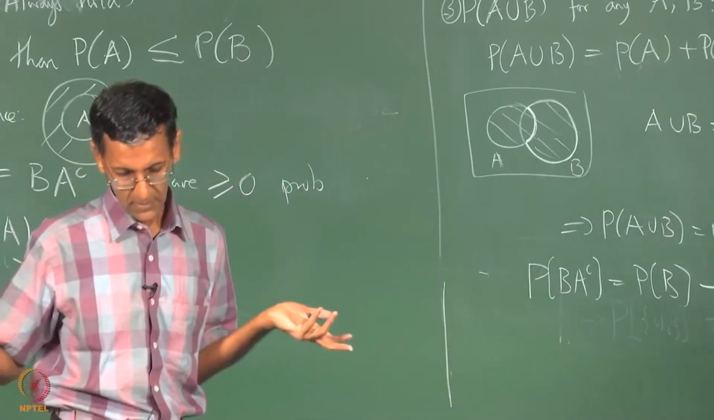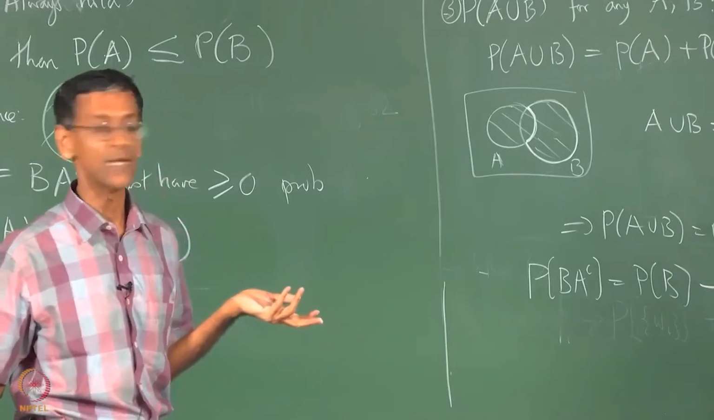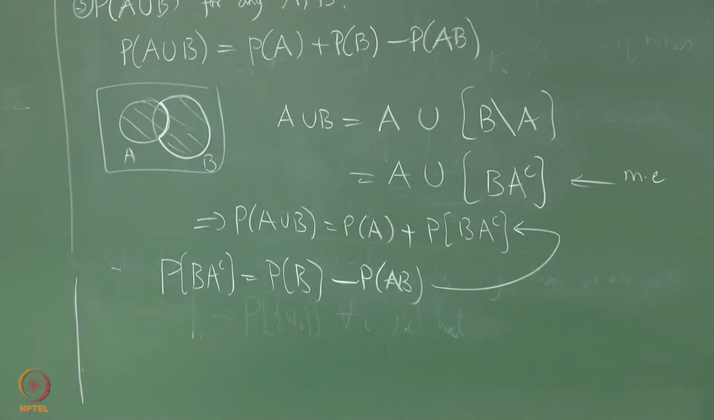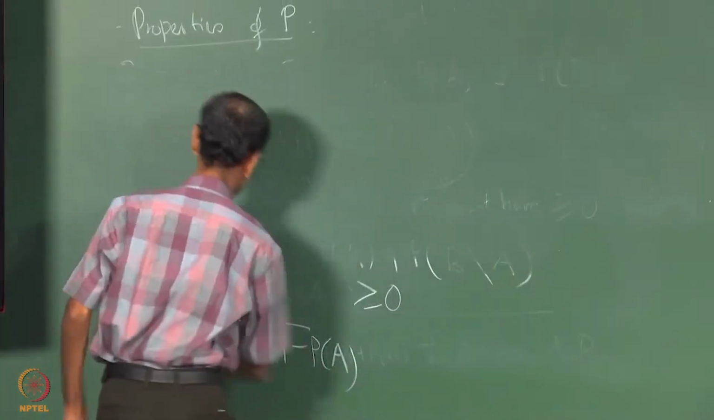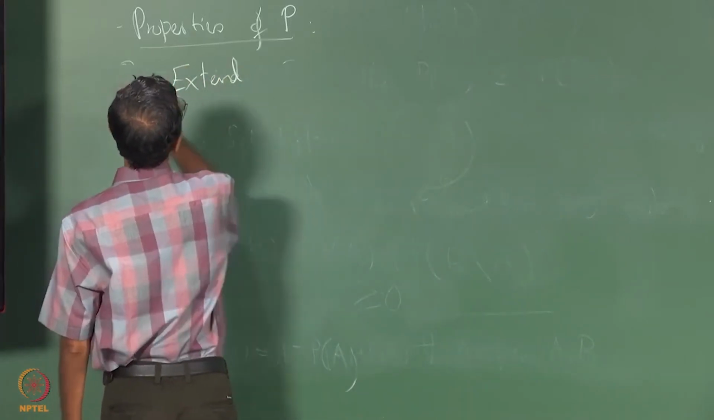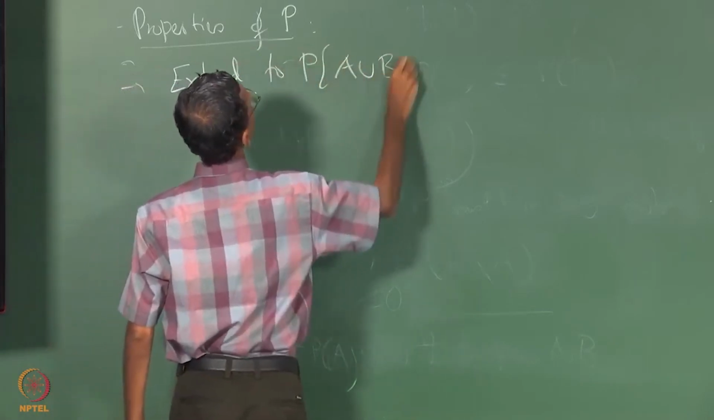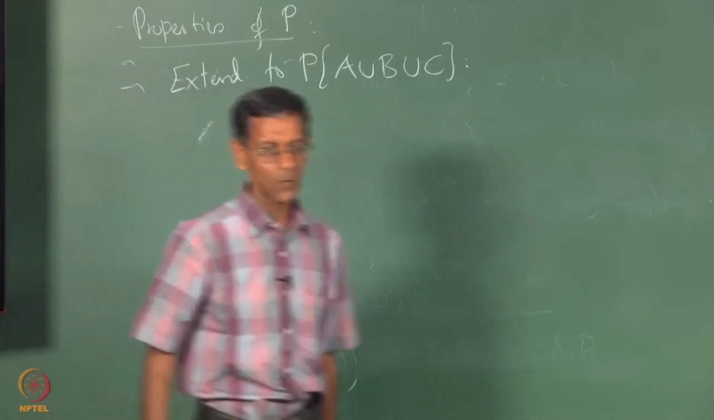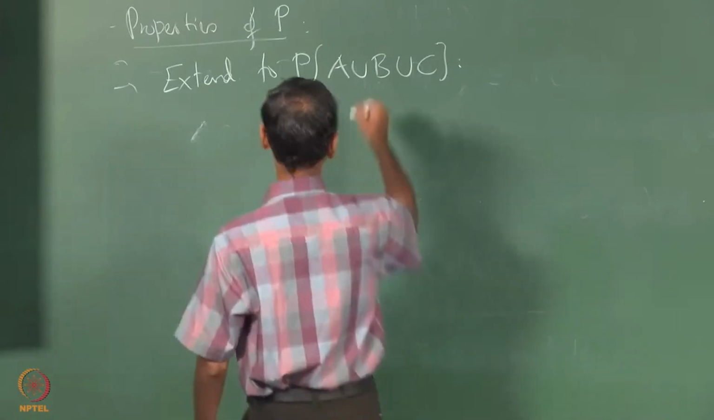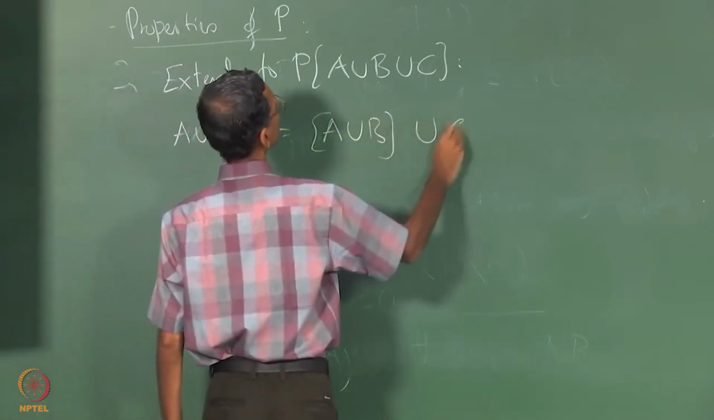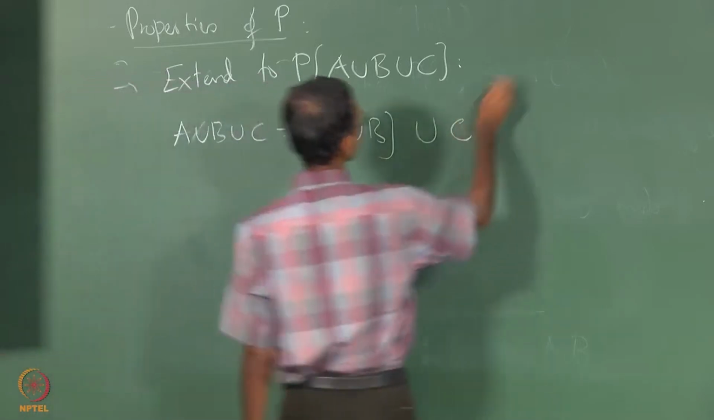I can look at A union B union C. How do I generalize it to A union B union C? As a corollary or extension, here what we do is you first write this A union B union C as A union B union C. You look at it like this for any ABC, not exclusive.